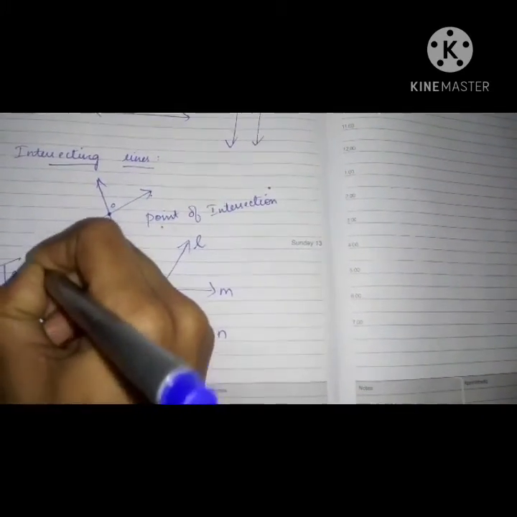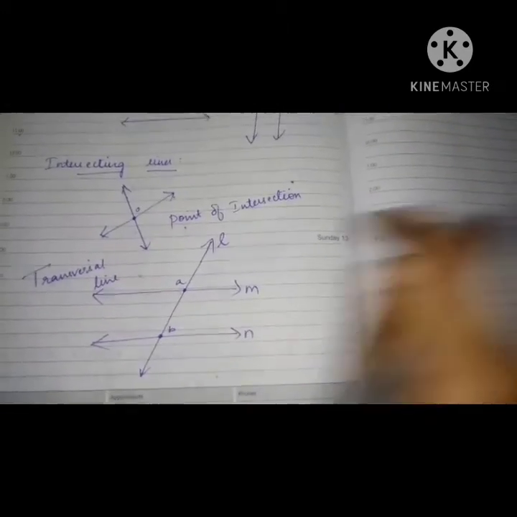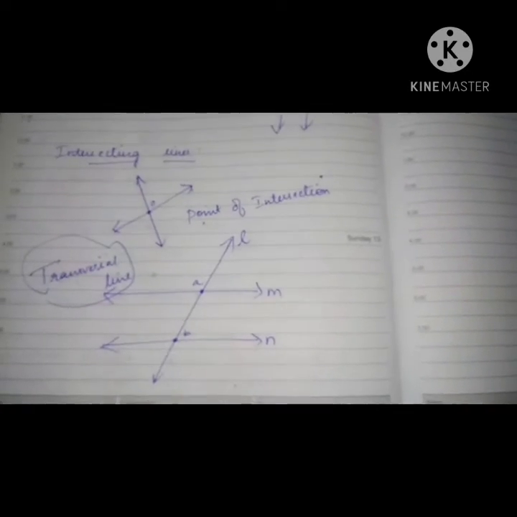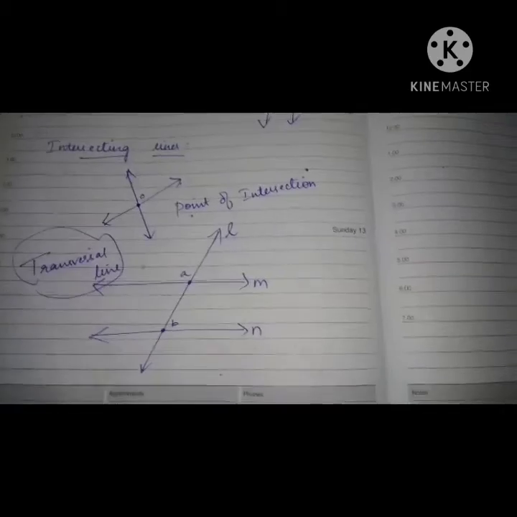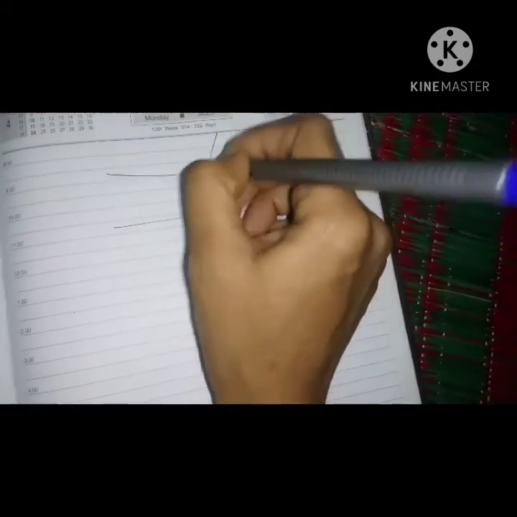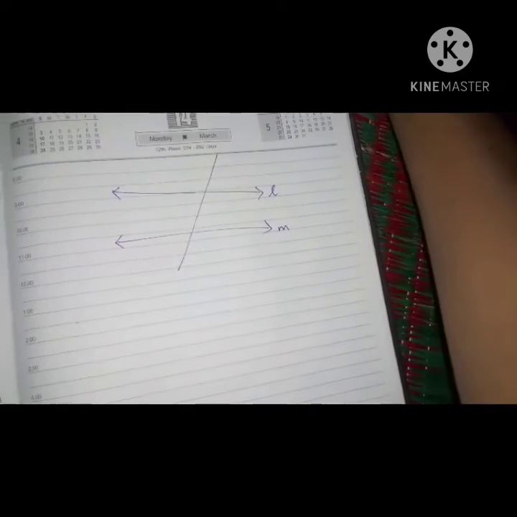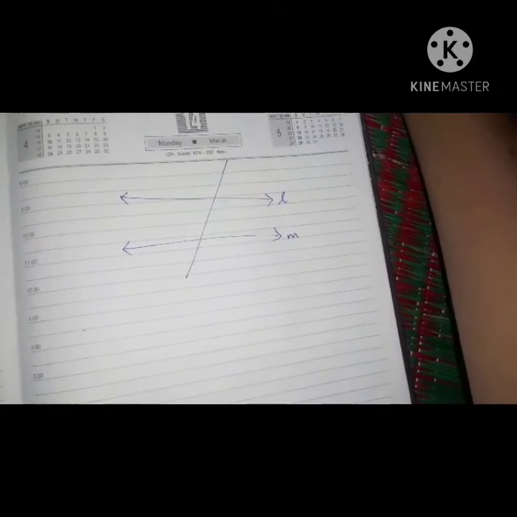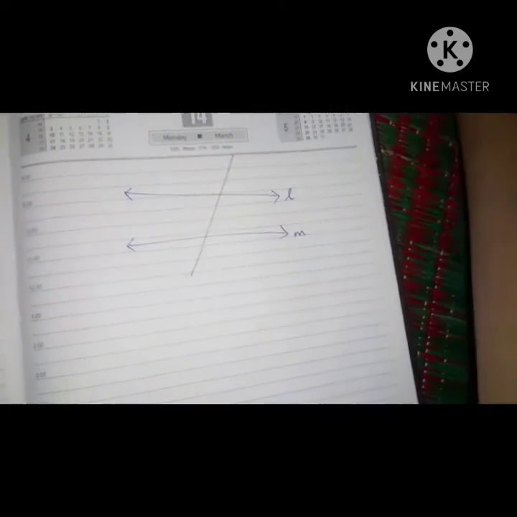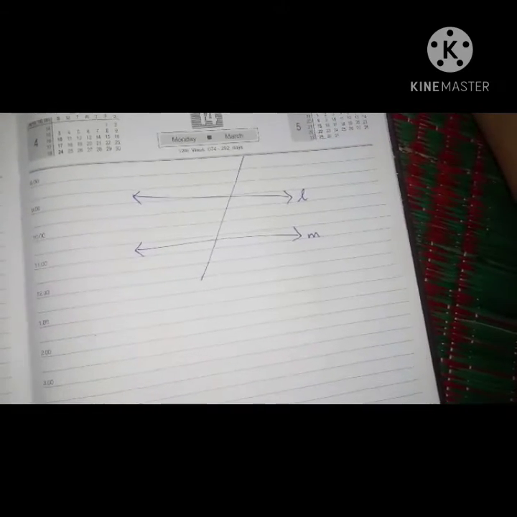So what is the name of this line? Transversal line. Actually, in this transversal line, you are going to learn many things. So take notes of everything, which is very much important, children. I am going to draw a transversal line. These two are parallel lines, L and M. It is already given in your textbook, children. I am just going to recall what is given in your textbook. Nothing apart from the textbook.